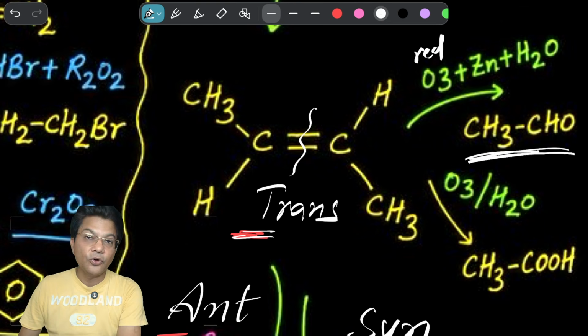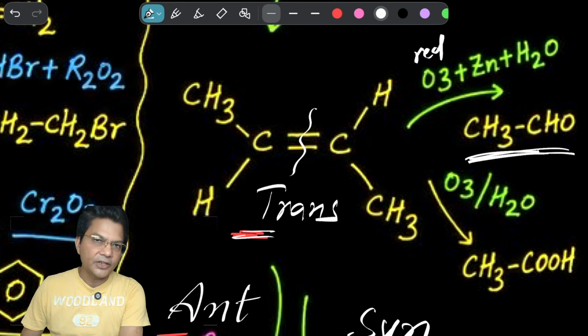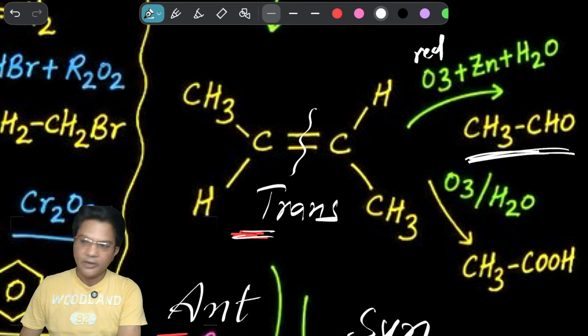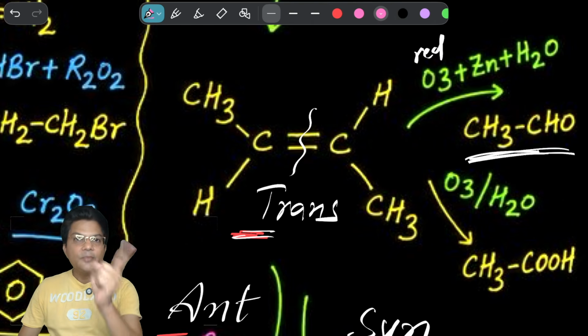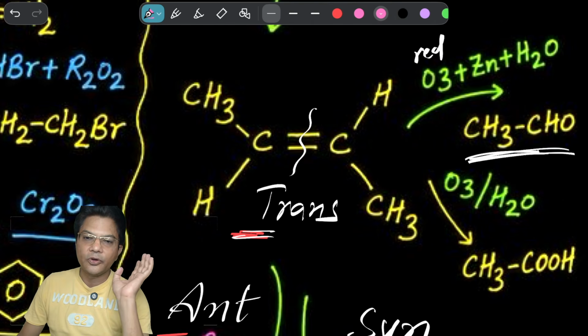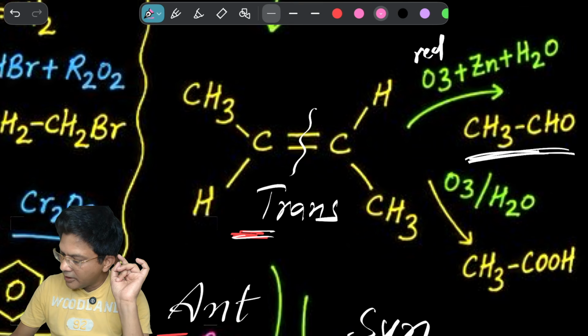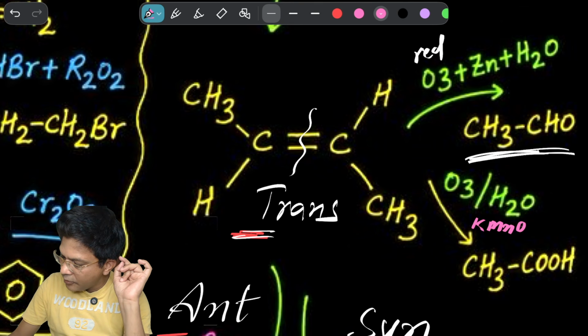But O3 with water is oxidative ozonolysis. So that aldehyde will get converted into acid. If this would have been a ketone, then no effect. Now if you react with O3, zinc and water, whatever product you are going to get, the same product, like oxidative ozonolysis, you will get with KMnO4 in acidic medium.